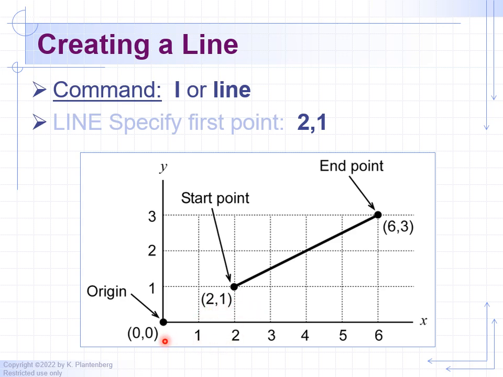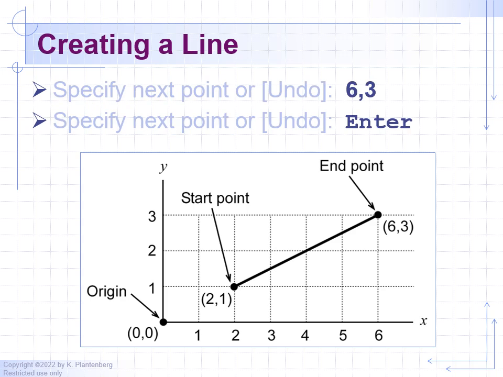And obviously, it's going to be over 2 from the origin, right? That's the X value, and up 1 from the origin. That's the Y value. The next thing it's going to want to know is what is the next point. So AutoCAD will ask you this: specify next point or undo. If you did something wrong, you could hit undo at this point just by hitting U, and you put in 6, 3, and this is going to draw our line from 2, 1 to 6, 3.